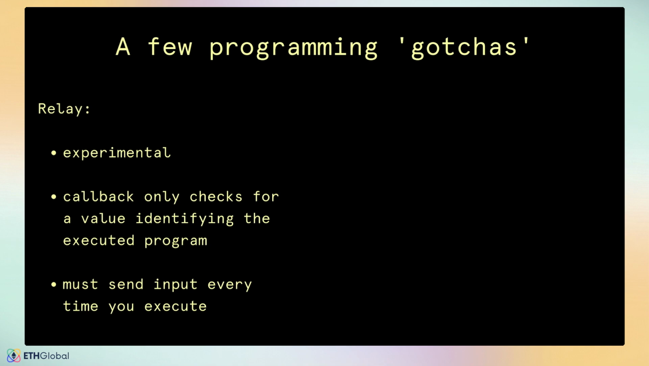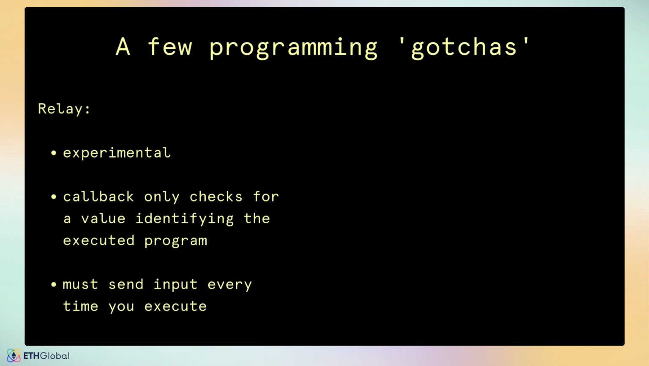On the relay side, we do want to emphasize this is experimental. That means not only is it subject to change, but we prefer during this hackathon you not run millions of dollars through it. The callback is only going to check for a value identifying the executed program, and also to make sure that it's coming from the relay that you think it's coming from.